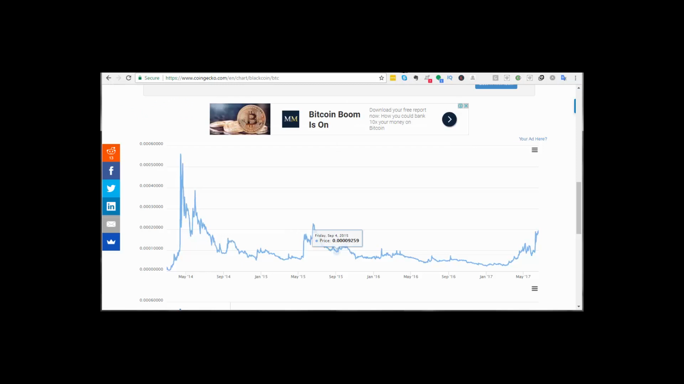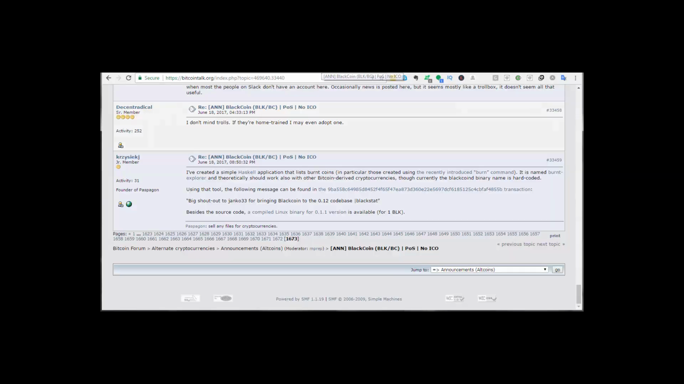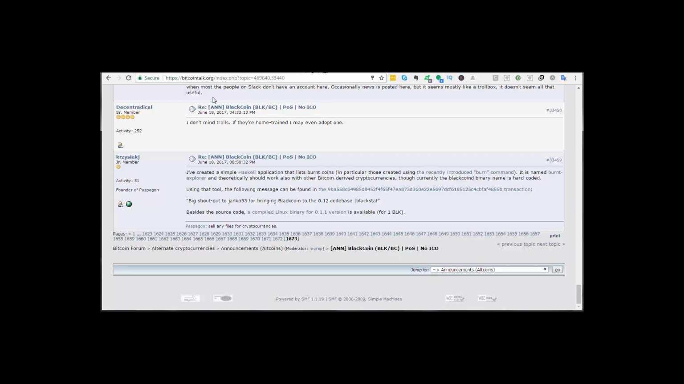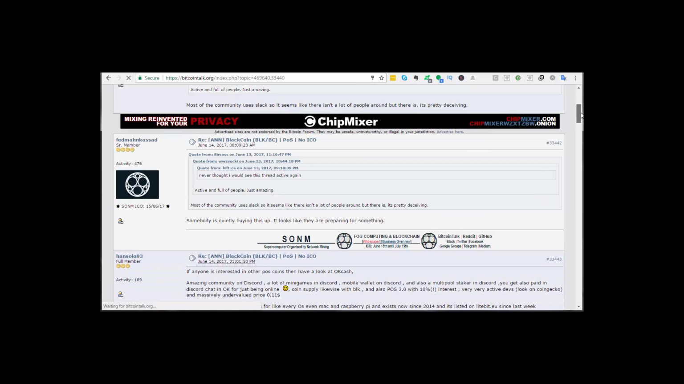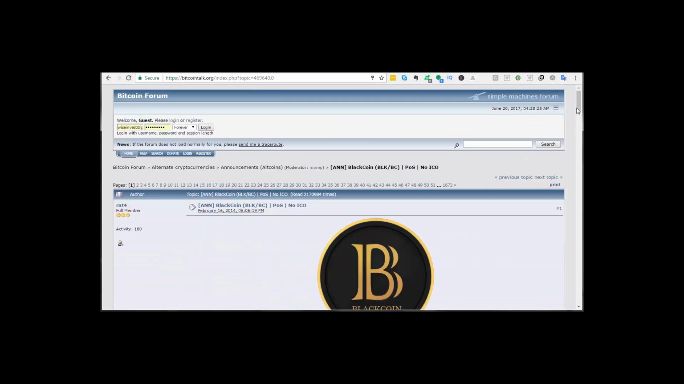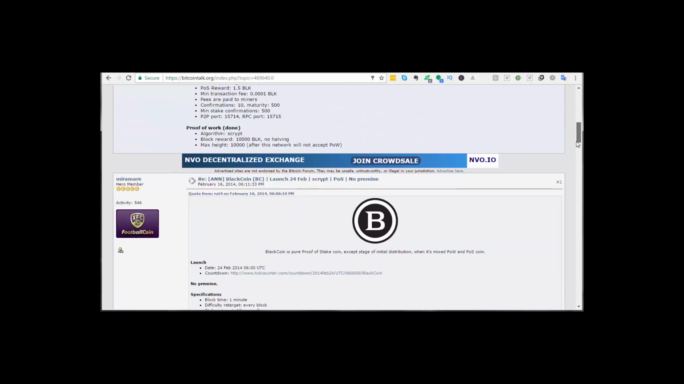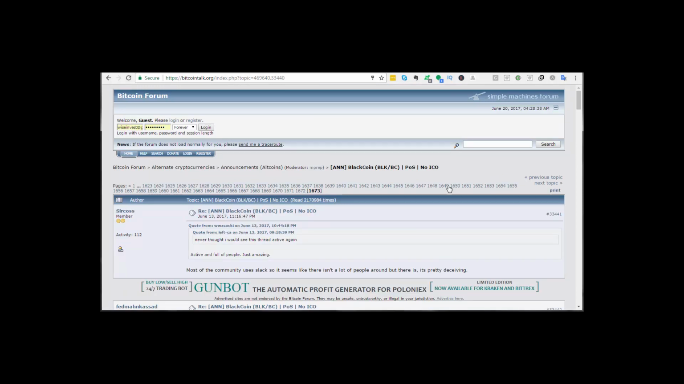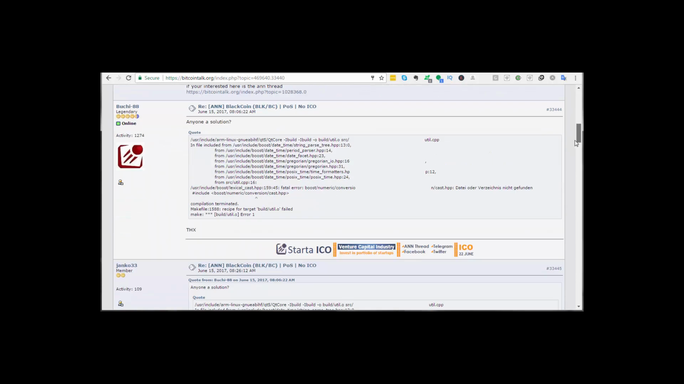And then you can also look at their forum. You can go here and click on announcement, and then it'll take you to the forum. What I do is go to page 1 first and see where it started. As you can see here, it started on Feb 16, 2014. It tells you more about Blackcoin, and then I'll go to the very last page, or even the last 2, 3, or 5 pages, just to see what people are talking about, whether there's something new going on or what's happening.